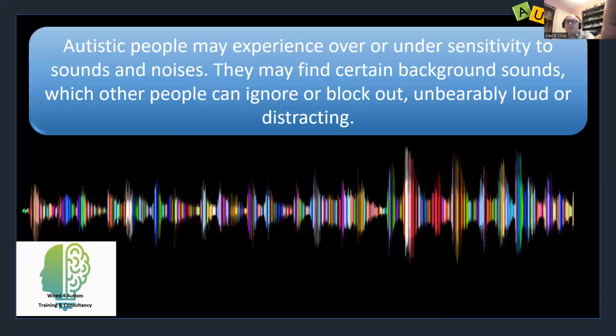So autistic people may experience, as I've mentioned before, over and under sensitivity to sounds and noises, and may find certain background sounds, which other people can ignore or black out, unbearably loud or distracting. Many autistic people dislike crowds because you've got two issues: the social aspect of lots and lots of people, and that great cacophony of sound. You've got everybody speaking at once, possibly in different volumes, different tones, some probably even in different languages. In a busy city centre, you're hearing that assault to your senses all the time. It can be very, very difficult to cope with.